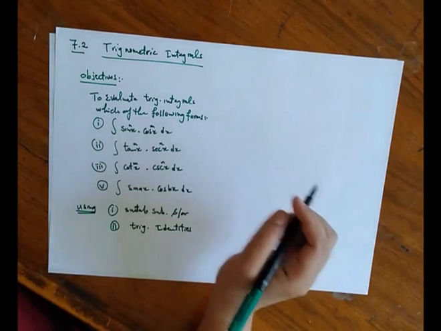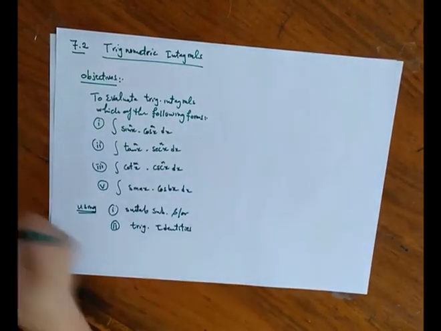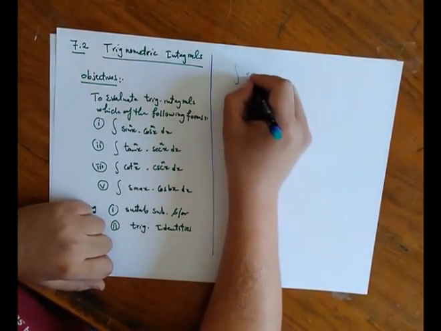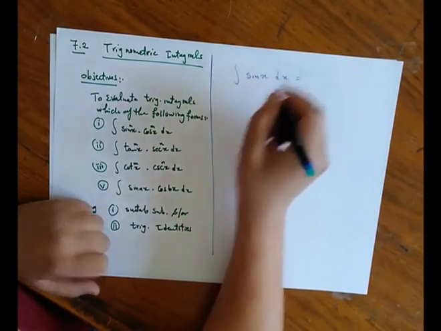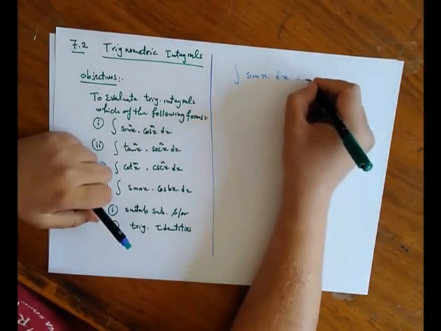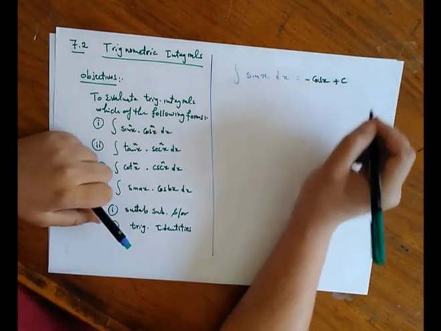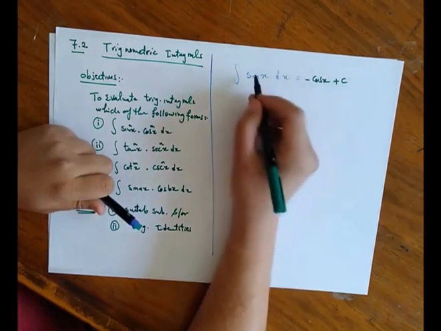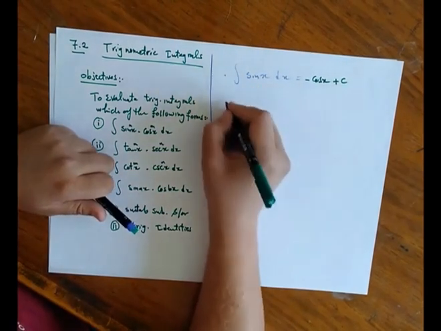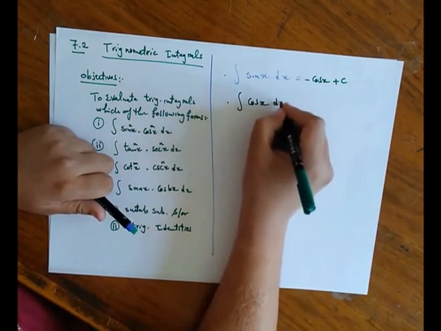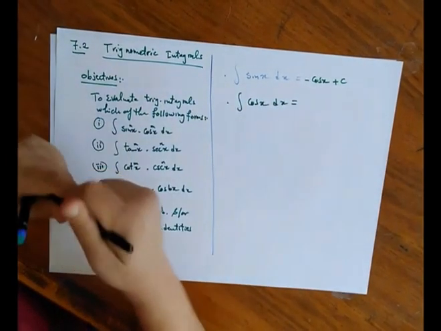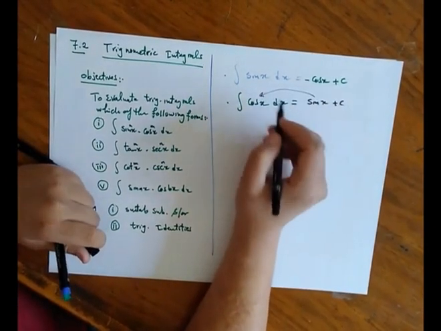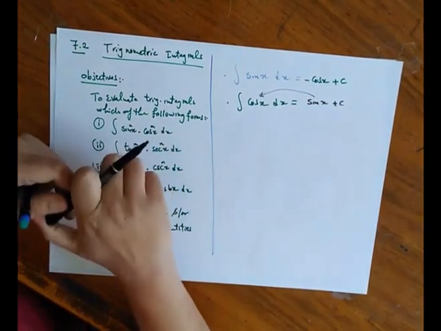Let's see some examples. We know how to integrate sine and cosine. Yes, the integration of sine is negative cosine plus c, since this is the antiderivative of the sine. If you differentiate this, you will get sine x. And also we know the integration of cosine x dx, which is sine x plus c. Again, if you differentiate the sine, you will get cosine. So this is the antiderivative of the cosine.